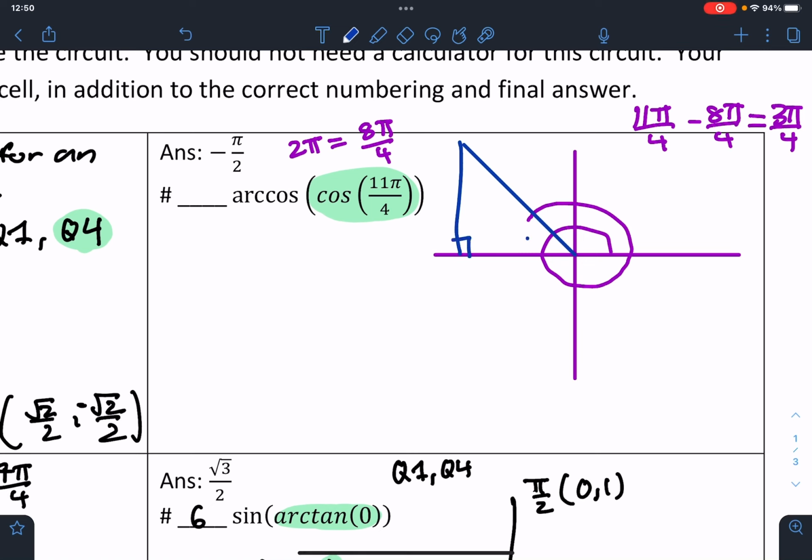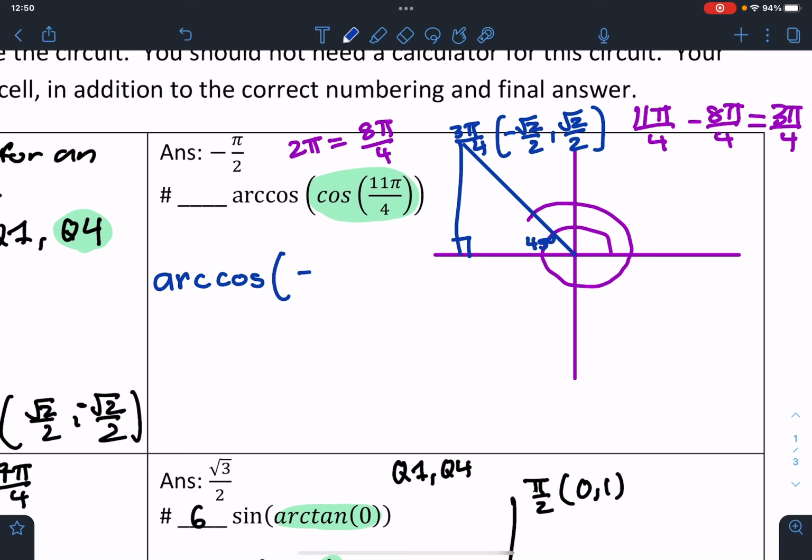But I hope we see that the reference angle is 45. But it doesn't matter. If you know you're at 3 pi over 4, you can just use the unit circle. So this is going to be negative square root of 2 over 2, comma, square root of 2 over 2. So the question asks cosine, so that's going to be our x value. So we end up with arc cosine of negative square root of 2 over 2.